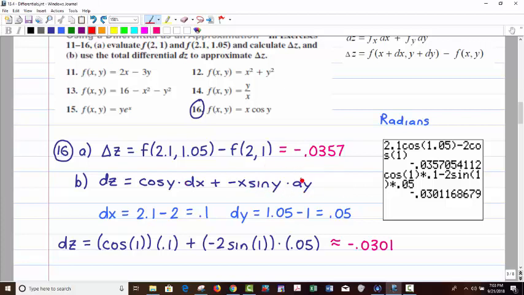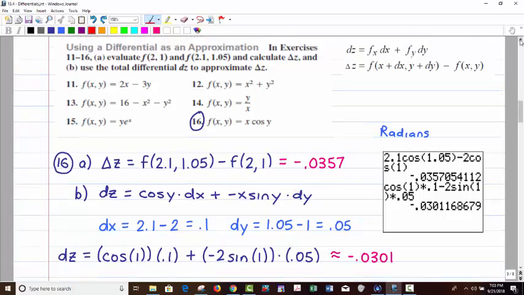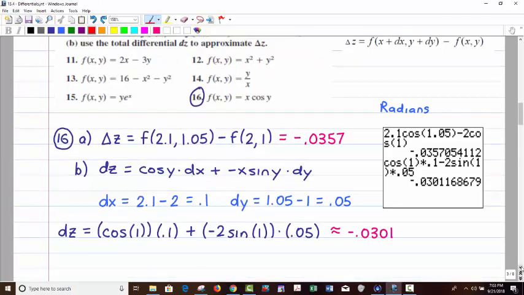Now dx and dy represent the numerical values for the change in x and the change in y. So if you're going from 2 to 2.1, I just subtracted right there. That means it increased by positive 0.1. See, like I said before, these could decrease. And then from 1 to 1.05 is an increase of 0.05. So those are the values that we will plug in for dx and dy.